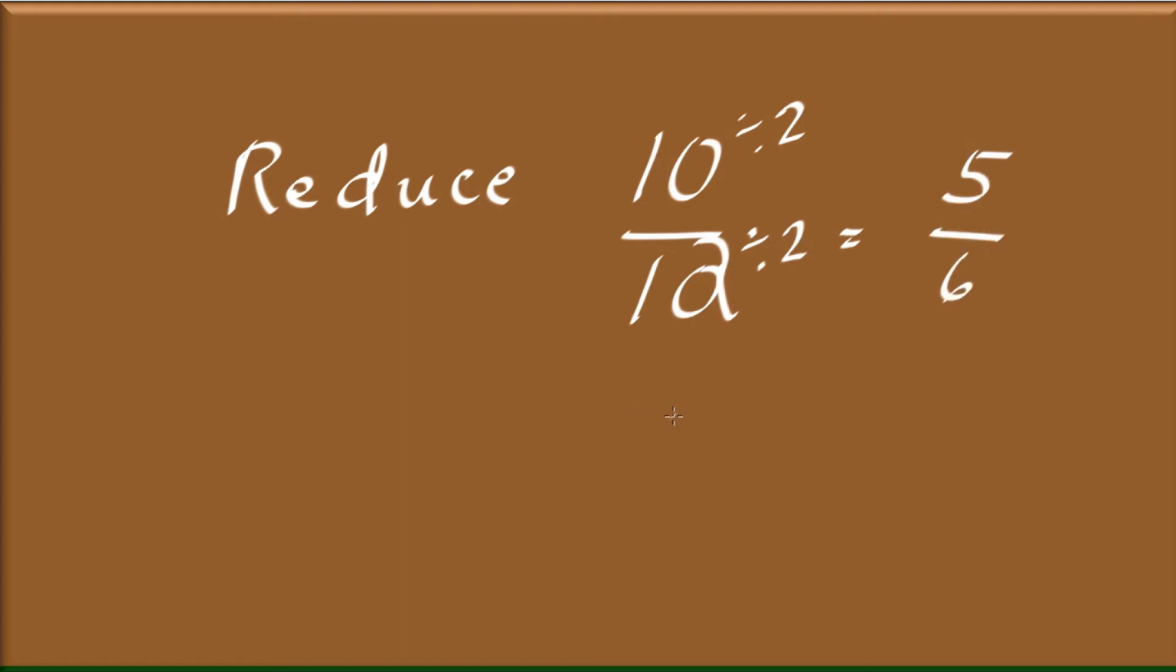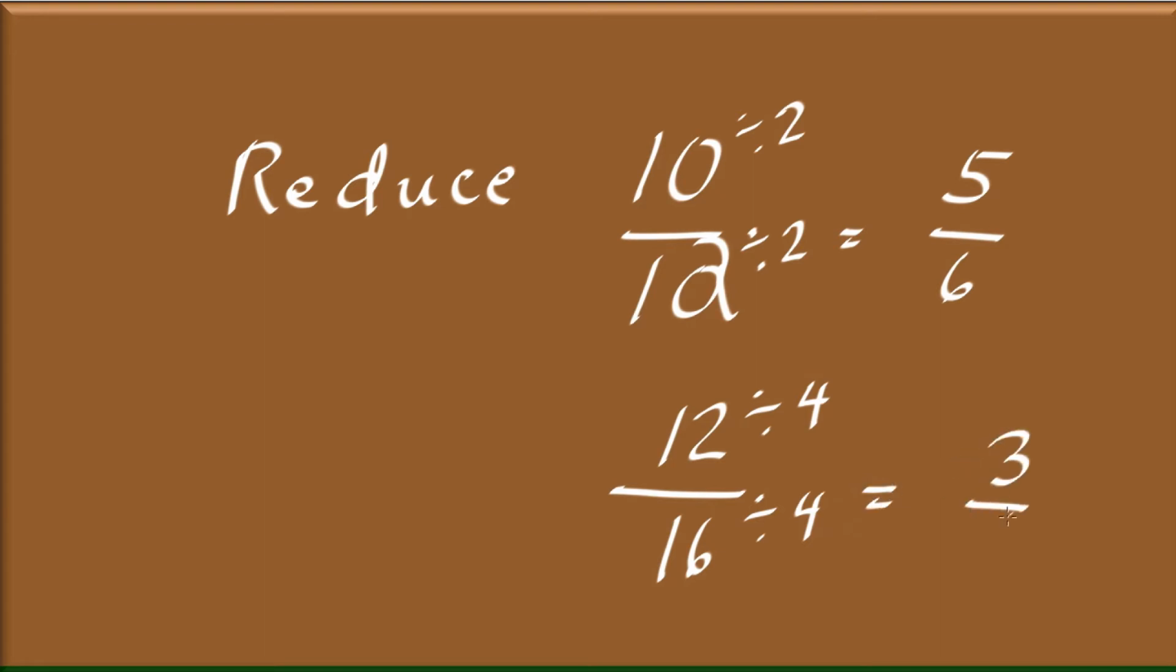Again, let's say you have to reduce 12 over 16. So what is the greatest common factor between 12 and 16? Now, 2 is a common factor. 4 is also a common factor between 12 and 16. Okay. And 4 is the greatest common factor. So it's best to use the 4. That's 3 over 4. Okay. So that's the reduced form of this fraction.